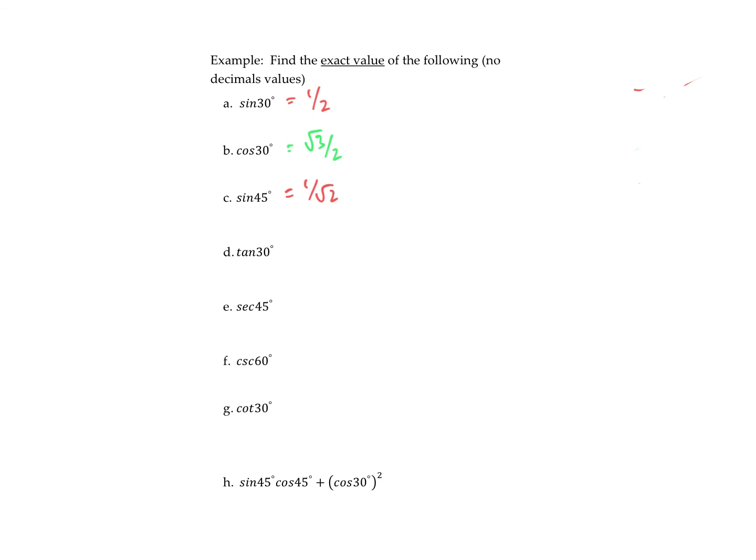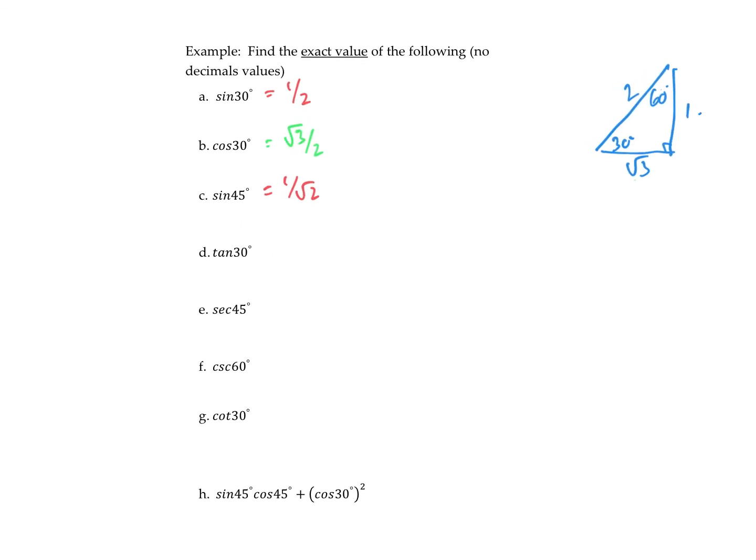I'm going to redraw them so I get a clean picture here. So tan of 30, here's the 30, the 60, 1, root 3, 2. Tan of 30 is opposite, which is 1, over adjacent, which is root 3.